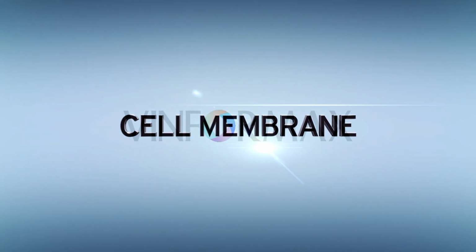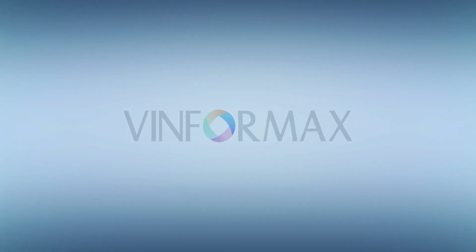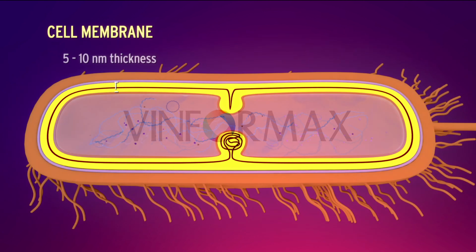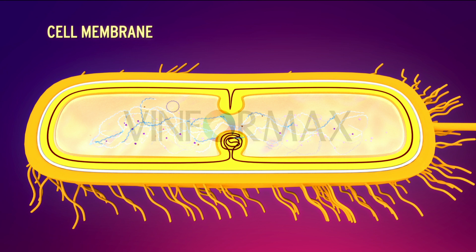Cell membrane. The cell membrane or cytoplasmic membrane is a typical unit membrane approximately 5 to 10 nanometers in thickness. It lies below the peptidoglycan layer of the cell wall and encloses the cytoplasm.